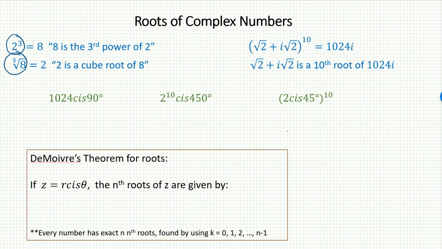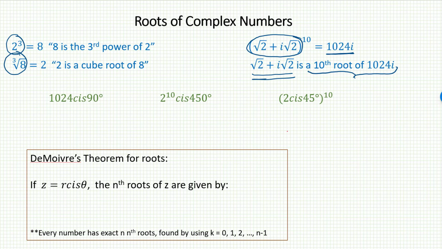In the last video, we looked at this complex number. We raised it to the 10th power and obtained 1024i. Well, that means if I were to say, find me a 10th root of 1024i, the answer would be root 2 plus i root 2. The question is, how in the world would we find that if we didn't already know it? That's what we're going to explore here.